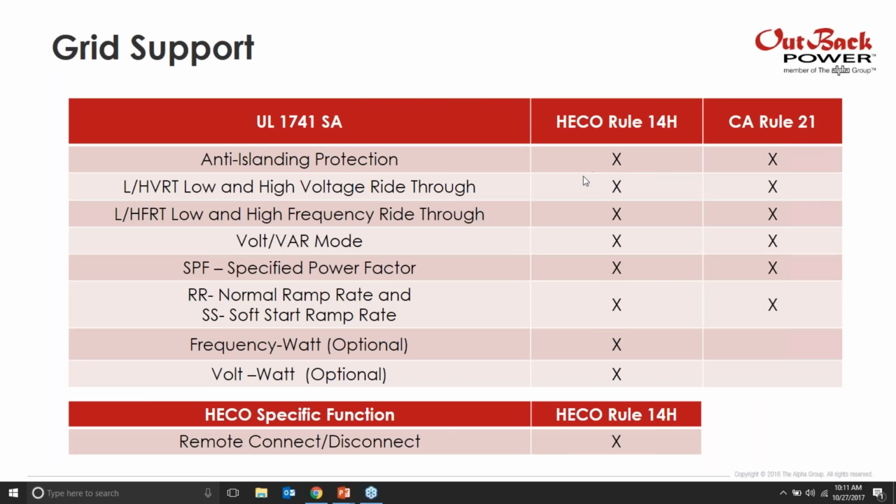So Hawaii and California both want ride-throughs, but even when they want the same function, their settings could be different between the two. So Hawaii could say, we want you to ride through for half a second, and California will say, we want you to ride through for 2 seconds. So even though they want the same functions, the settings within those functions could be different. It just depends on their requirements.